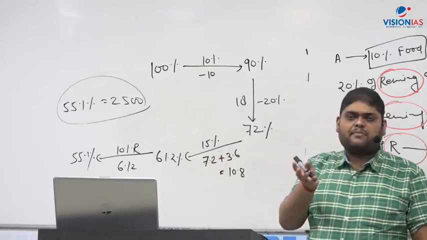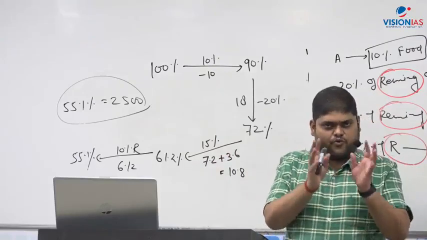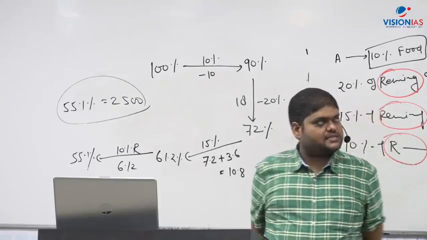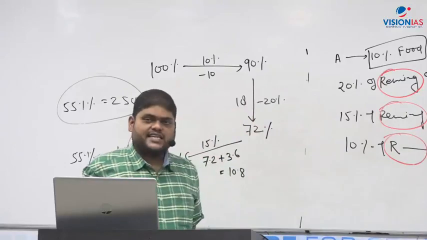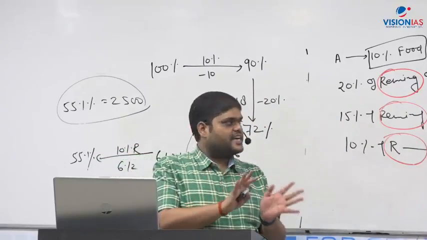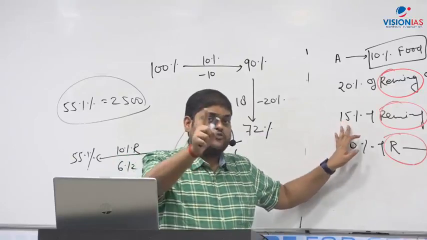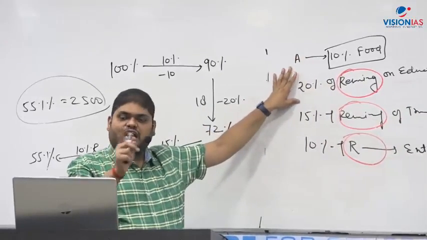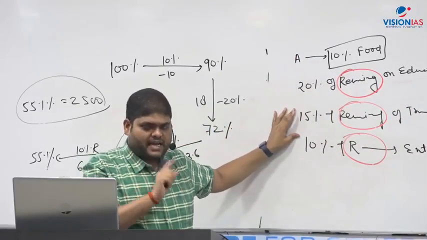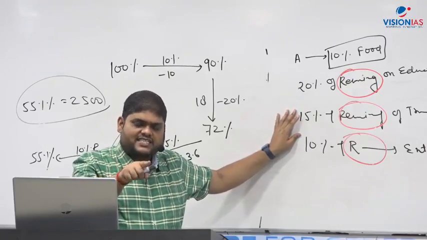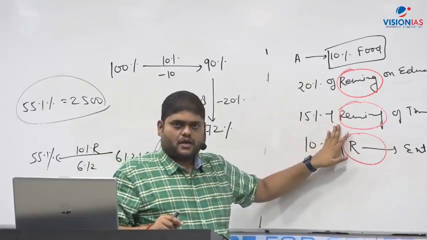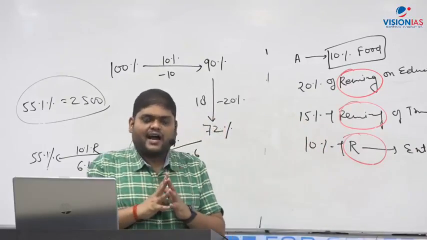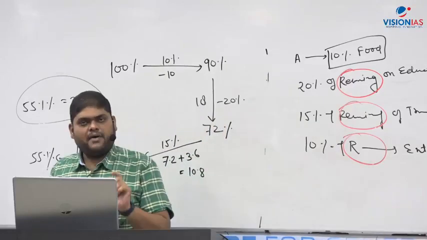And generally how can they make it more difficult? Sometimes in one question itself, some part is total, some part is remaining. Suppose they will say like this: 10% on food, 20% on education, and 15% of remaining on transportation. That means two parts they have used directly and one part they are telling remaining. So always understand this remaining word, and if the remaining word is there, then you have to mark the problem accordingly.